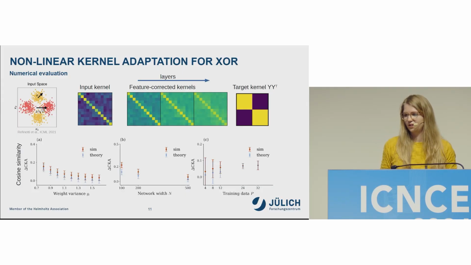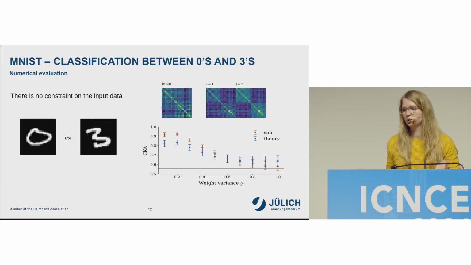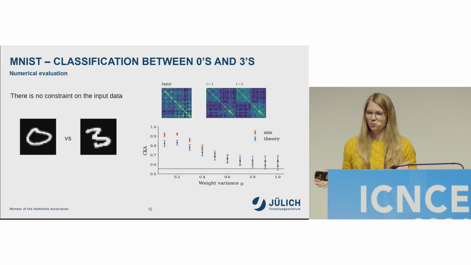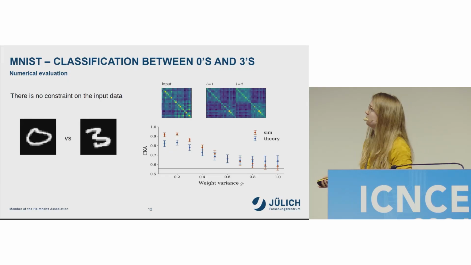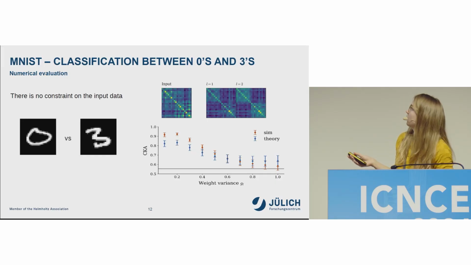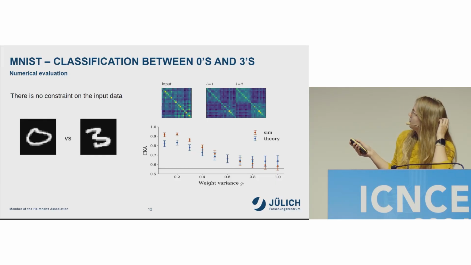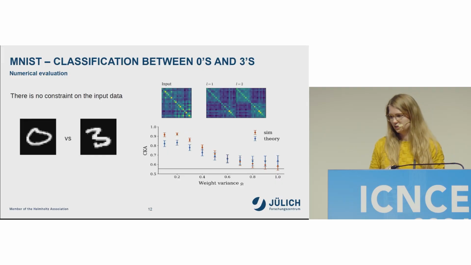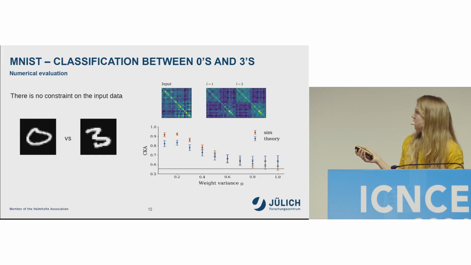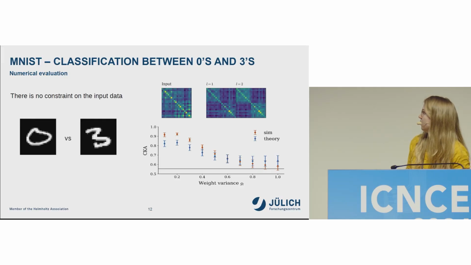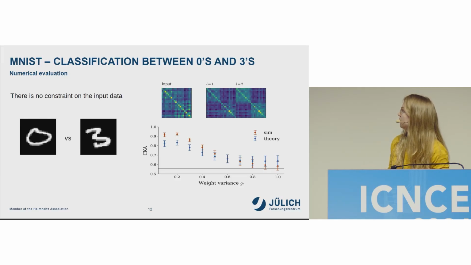Okay, now one important thing to note is that we actually don't put any constraint on the input data. All we need is this overlap input kernel. And so we can also apply this framework to other tasks such as MNIST. So here we do classification between the digits 0 and 3. And now on the level of the kernels, again, we see how this block structure emerges across layers. And here, again, I show the kernel target alignment for different values of the weight variance.